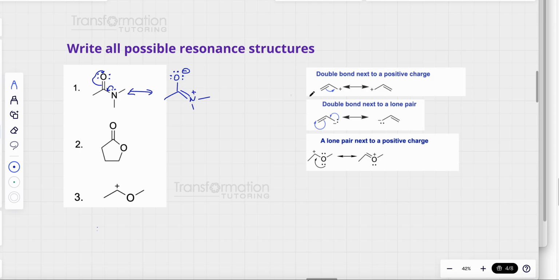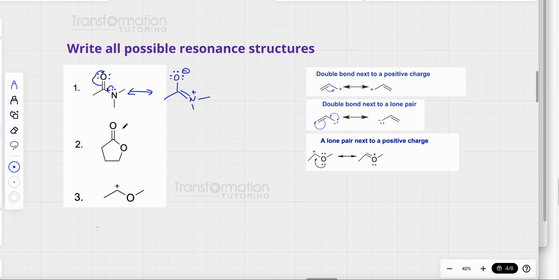And by the way, these are not the only resonance patterns that we have, but these are just some of the main ones that we see most often. And this is just to help you figure out how to start your problem, what to look for. So let's go ahead and look at number 2.